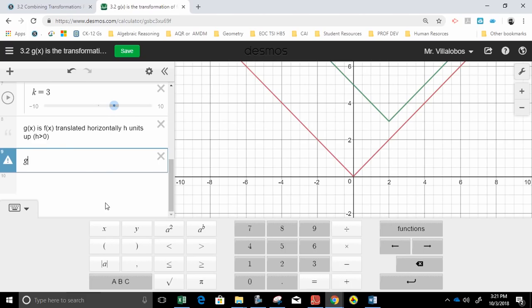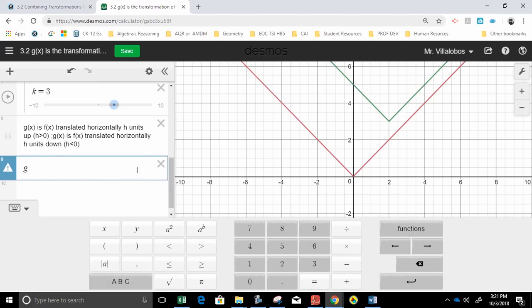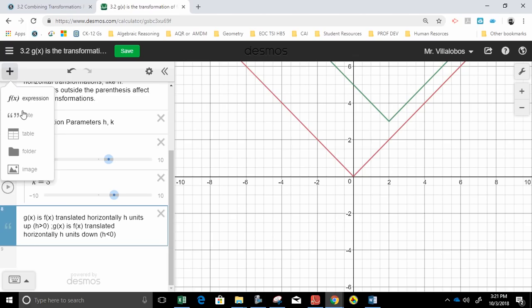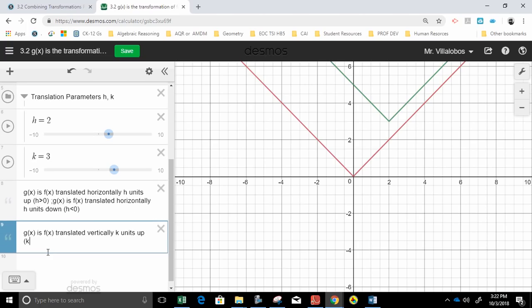and g of x, well, let me keep writing, and I can copy and paste and say that g of x is f of x translated h units left when h is less than 0, right? Similarly, I can say, add another note, g of x is f of x translated vertically k units up when k is greater than 0.